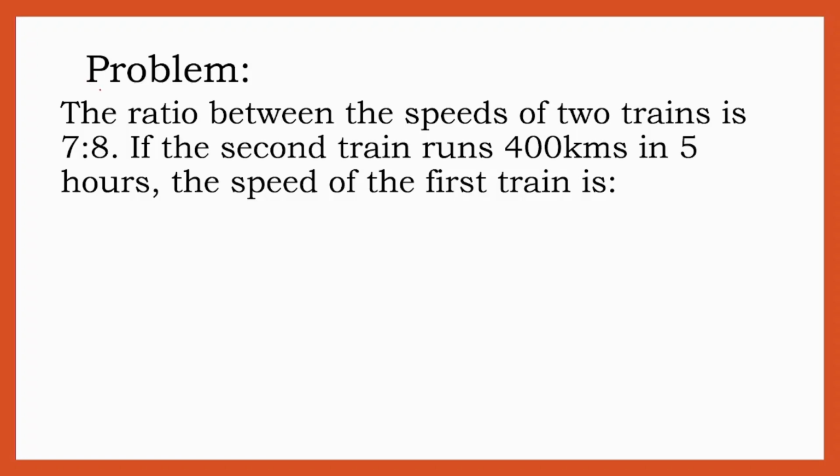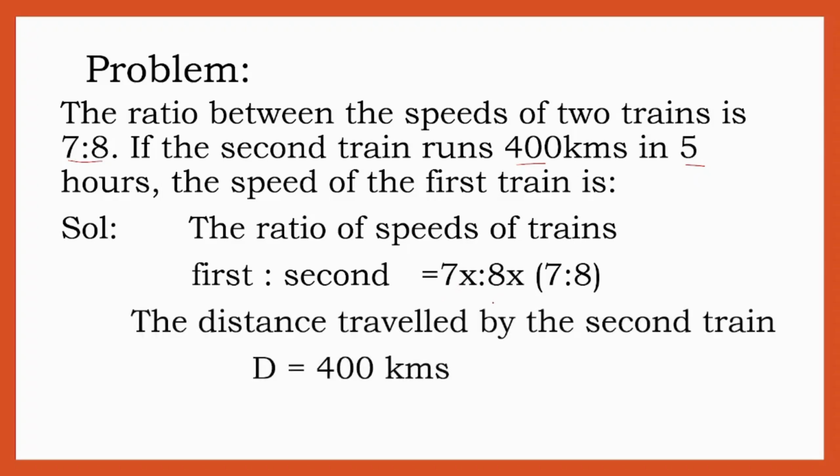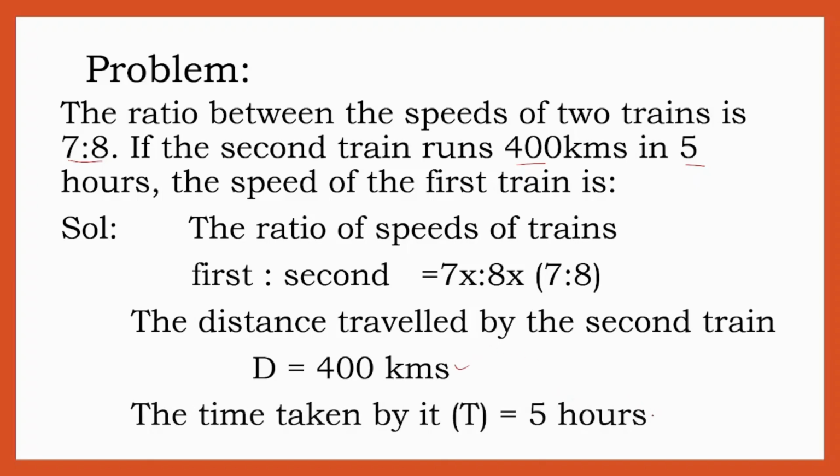Last problem in this session: the ratio between the speeds of two trains is 7 is to 8. If the second train runs 400 kilometers in 5 hours, the speed of the first train is? So here the ratio of the two trains is given. So the ratio is 7x is to 8x. That is, the first one is 7x and the second one is 8x. The given information is the second train travels 400 kilometers and the time taken for this distance is 5 hours.